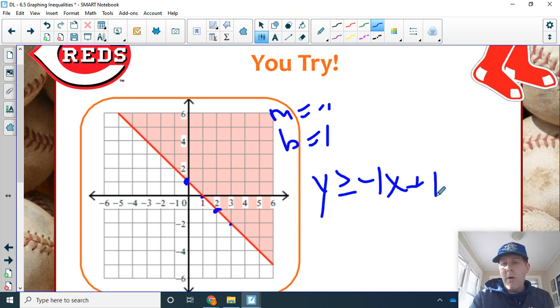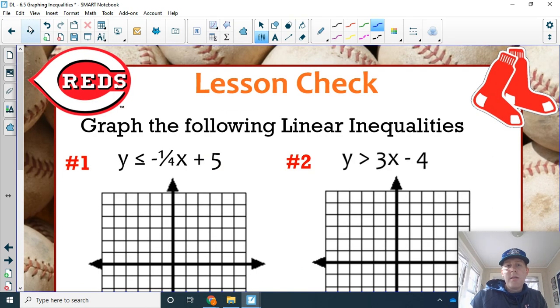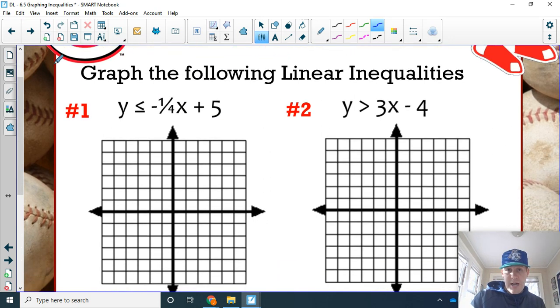All right, guys, here's what we want to do now. Our next slide contains 4 questions for our lesson check. Here are the first 2. What I want you to do is pause this video, write down these examples, do them out, and then I'll go to the next slide. If you're ready and you got these down in your notebook, you can continue on.